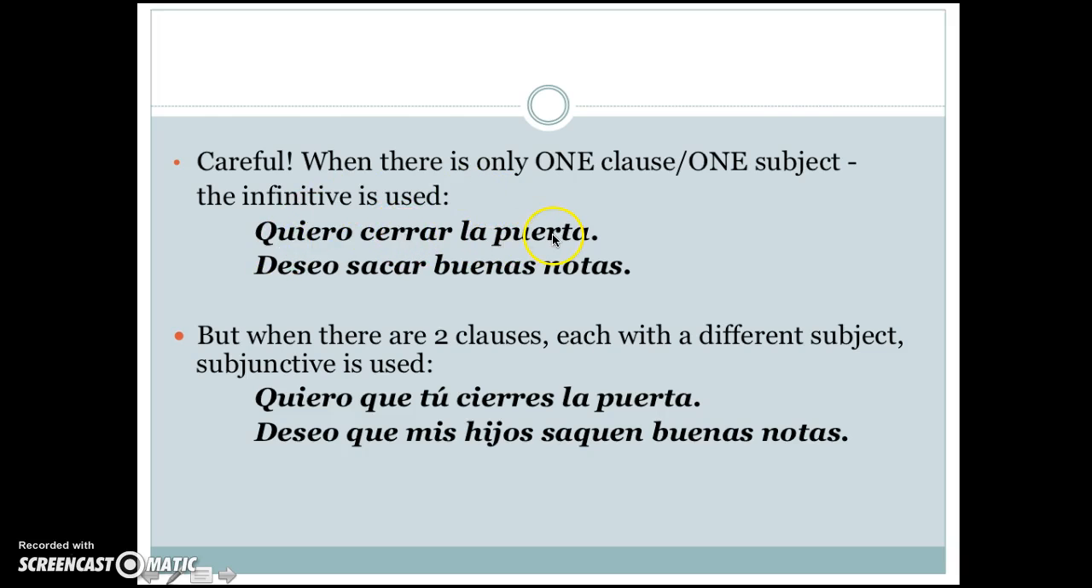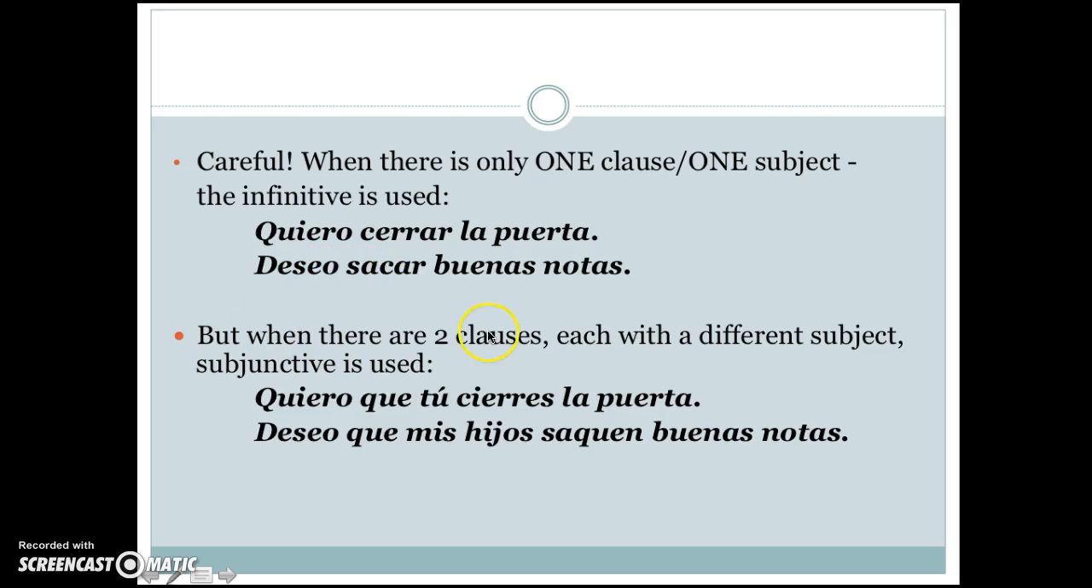Quiero cerrar la puerta, por ejemplo. I'm doing the wanting, that I'm doing the closing of the door. I want to close the door. We only use the infinitive here. There's no que, there's not two different subjects. Deseo sacar buenas notas. I want to get good grades. I'm doing the wanting, that I do the getting of the good grades. There's only one subject here.